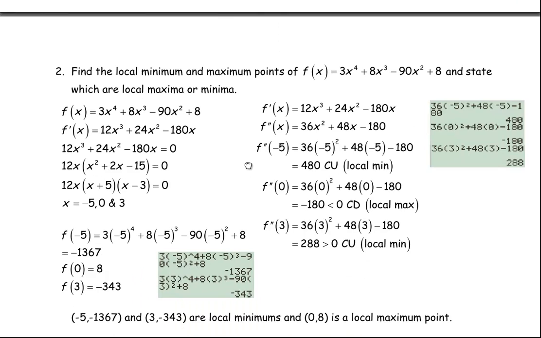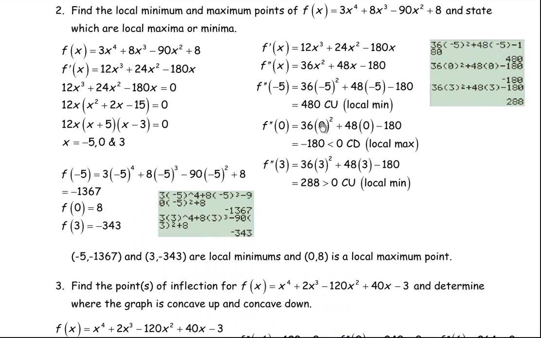Okay, flipping over to question number 2 here. Find the local minimum and maximum points for this function and state which are local maxima or minima. We have the function here, so we need to take the derivative. The derivative of 3x to the fourth would be 12x cubed. 4 comes down and multiplies by 3 to make 12. Decrease the exponent to 3.